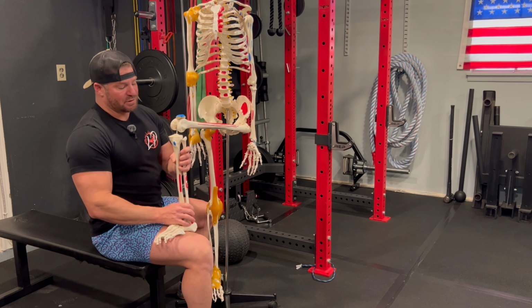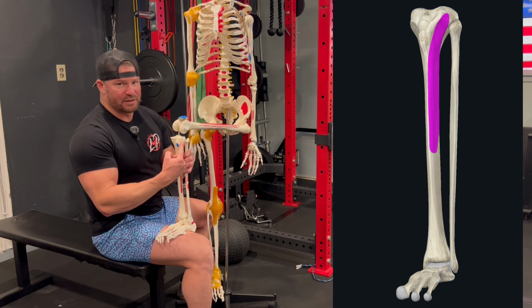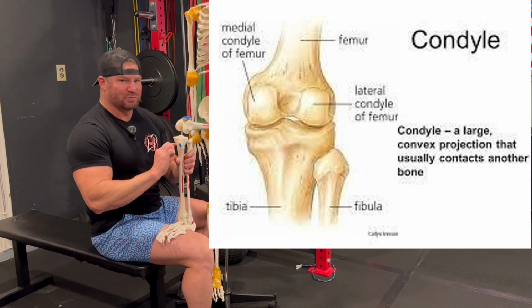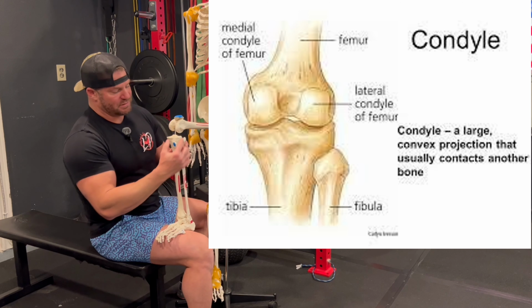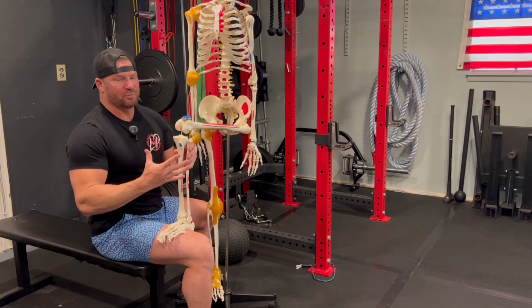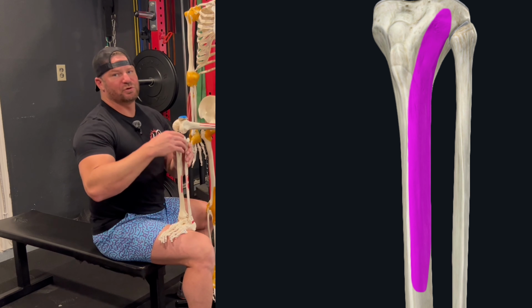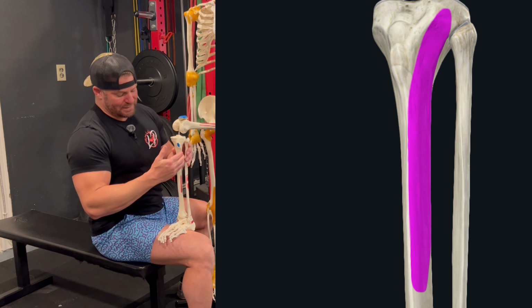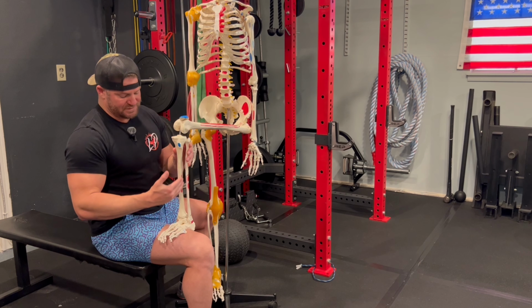This muscle is going to start on the lateral condyle right here. That's going to be the origination spot, the origin. Now, the lateral condyle means a round protuberance at the end of a bone. So you could think of this as a condyle, just the round part at the end of a bone. So it's going to originate at this lateral condyle, and then it's going to run down the lateral portion of your tibia right here.